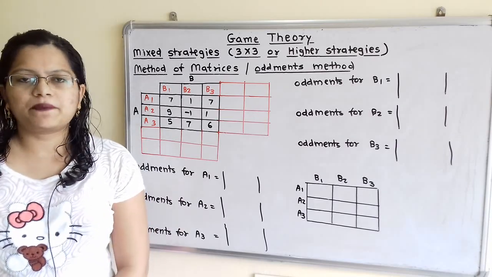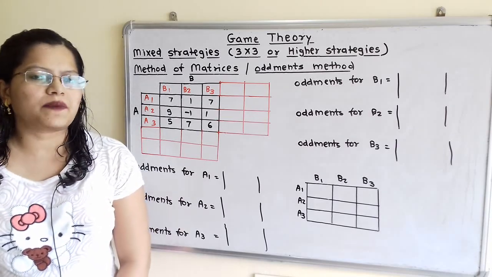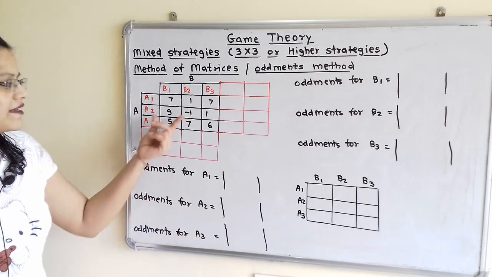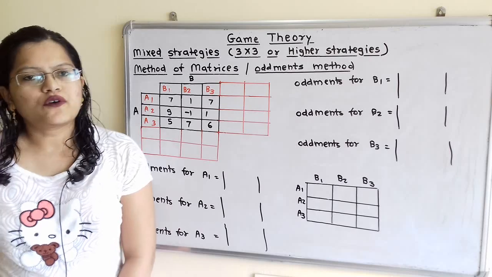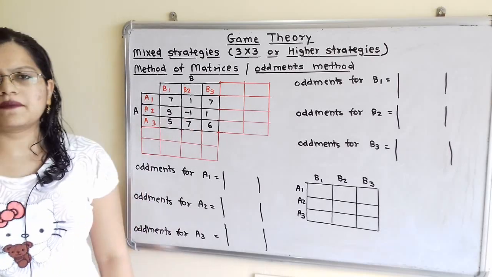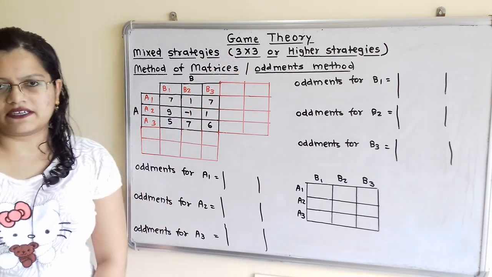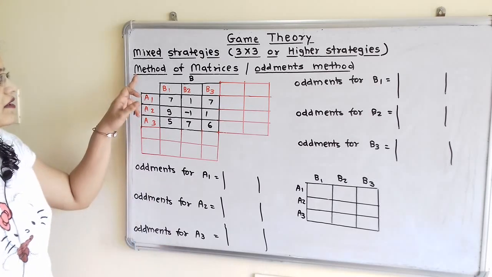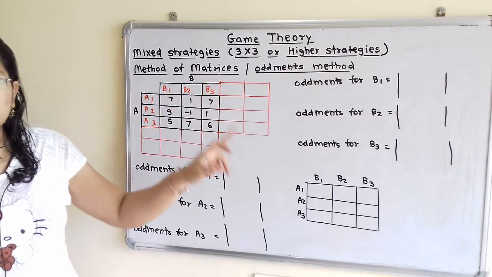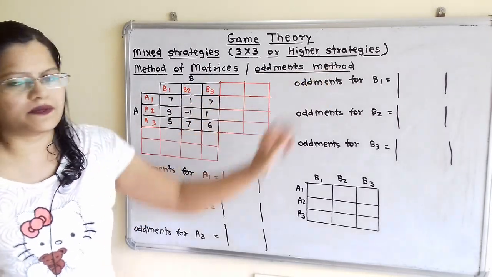The second step is to try to reduce the matrix by dominance. This matrix is not getting reduced by the dominance property. So we can say that this is a higher matrix, a 3 by 3 matrix. Now how to solve this? We will use here the method of matrices, also known as Oddments method.